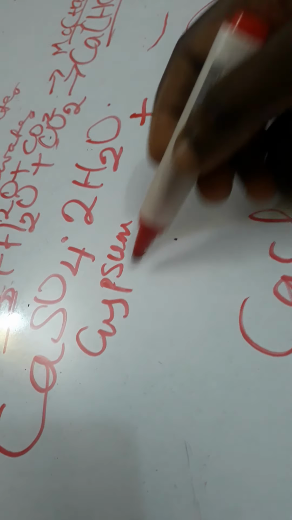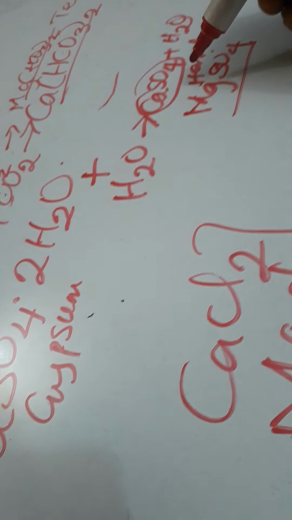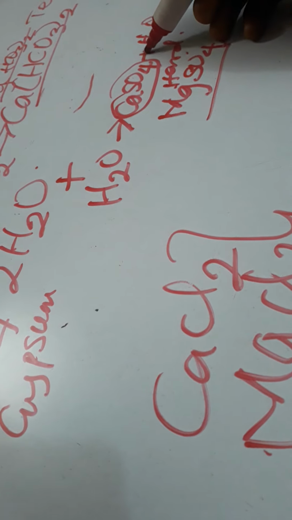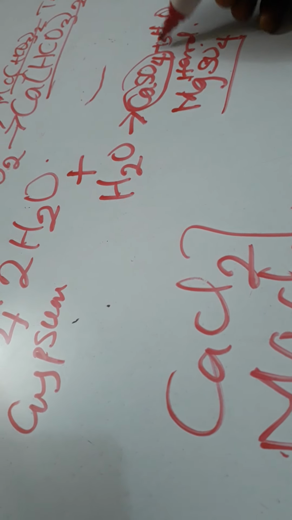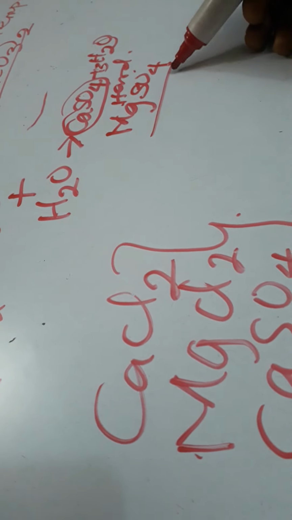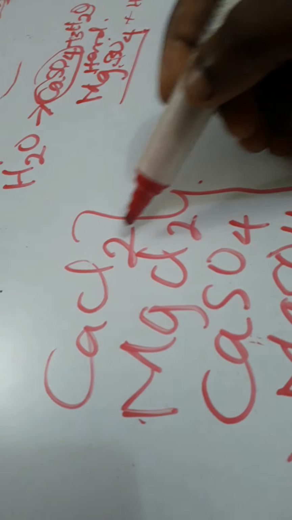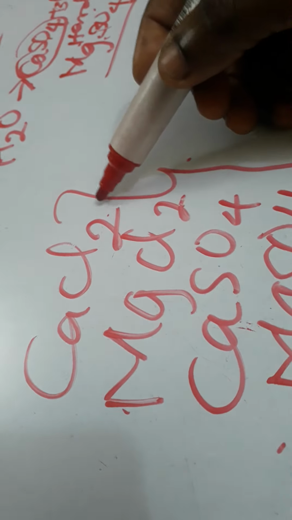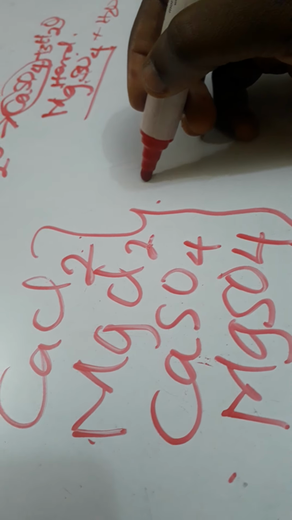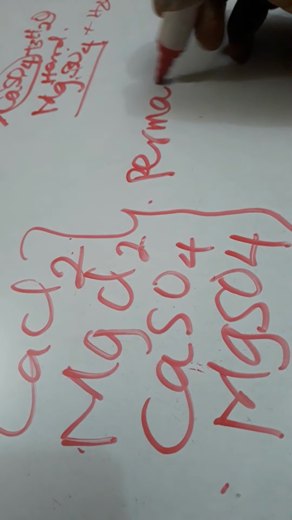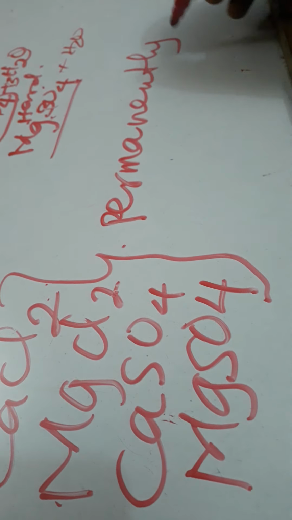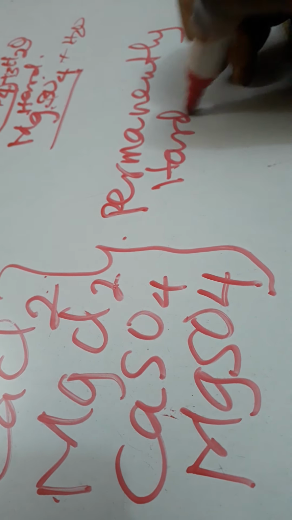Calcium sulfate usually forms when gypsum dissolves in water. You get calcium sulfate, and you get magnesium sulfate dissolving in water, because these two compounds are soluble in water. Two other compounds that are soluble in water are calcium chloride and magnesium chloride. So with these four ions, permanently hard water results, and this cannot be removed by boiling.